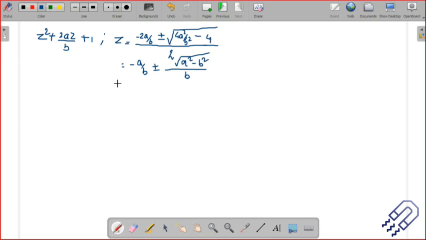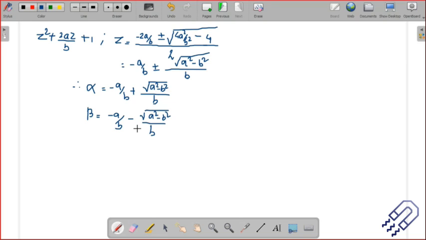We can write it down as something like this. I'm just trying to make it simplified. You already know about the technique. This alpha is minus of a divided by b plus root over of a square minus b square divided by b, and this beta is equal to minus of a by b minus root over of a square minus b square divided by b.